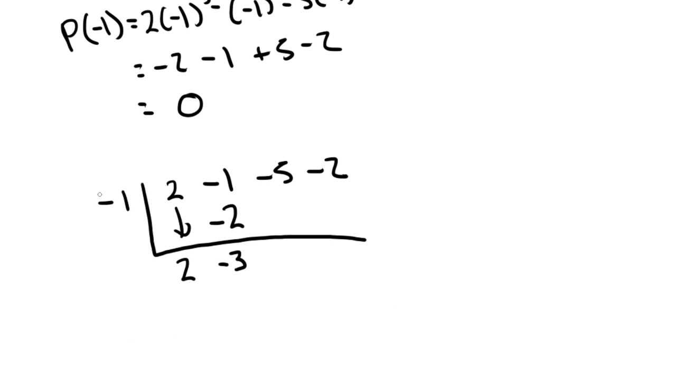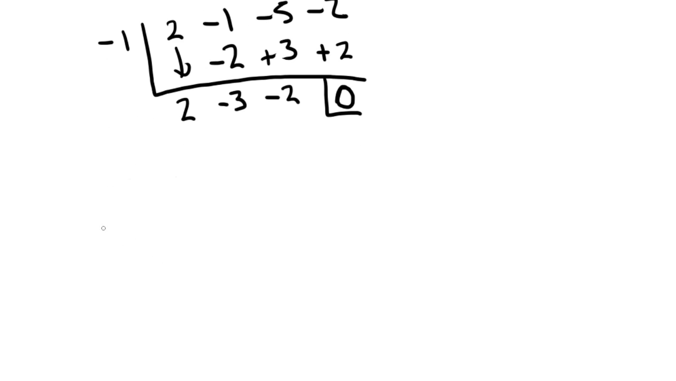So after that, we just continue multiplying. So -3 times -1 gives us +3. Add those two together, -2. Multiply those out, gives us +2. Add them together, and we get a remainder of 0.